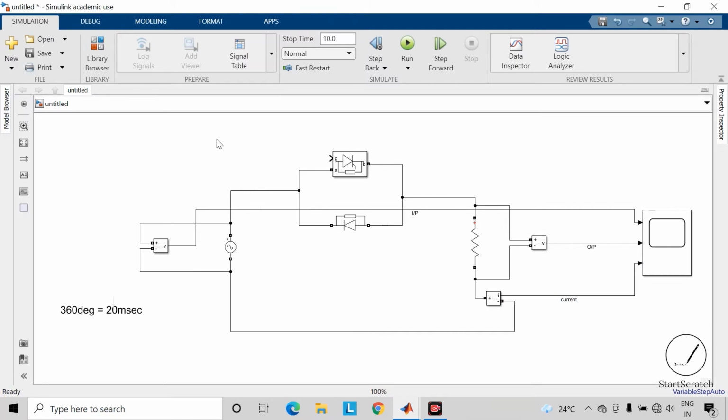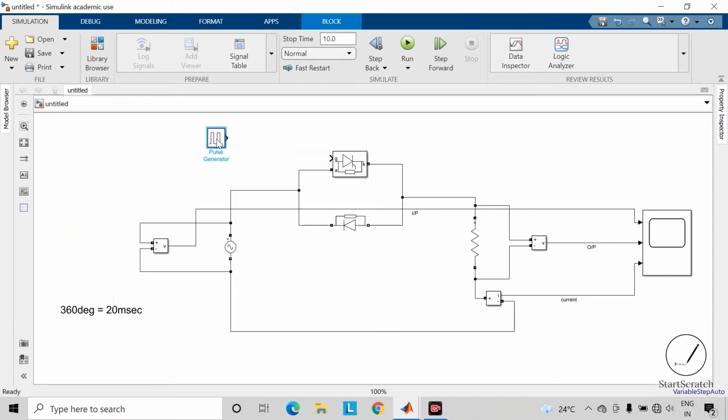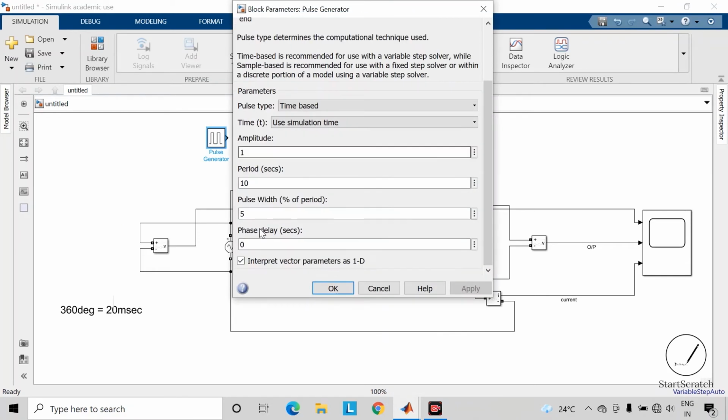Now let us take a pulse generator block. Open it. So here we have to give the period. So this period we can write it in terms of frequency as 1 divided by 50 Hz. Let us keep this pulse width as 5%, and for this we will calculate now this phase delay.